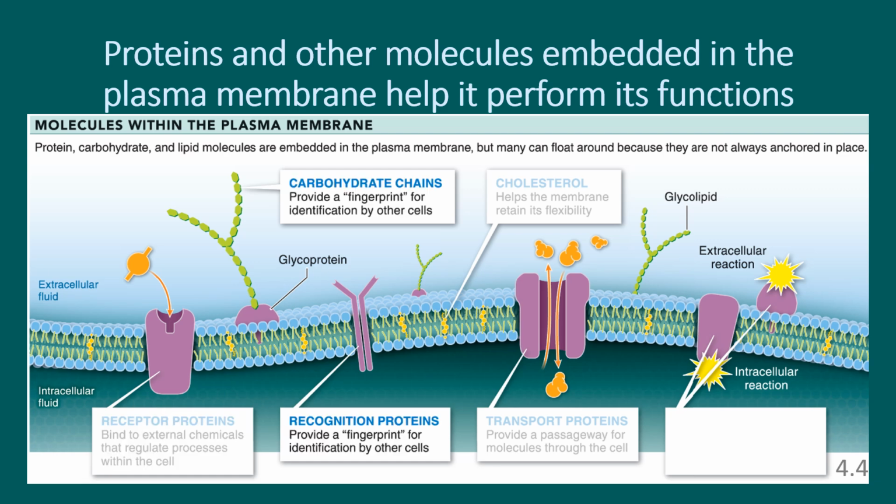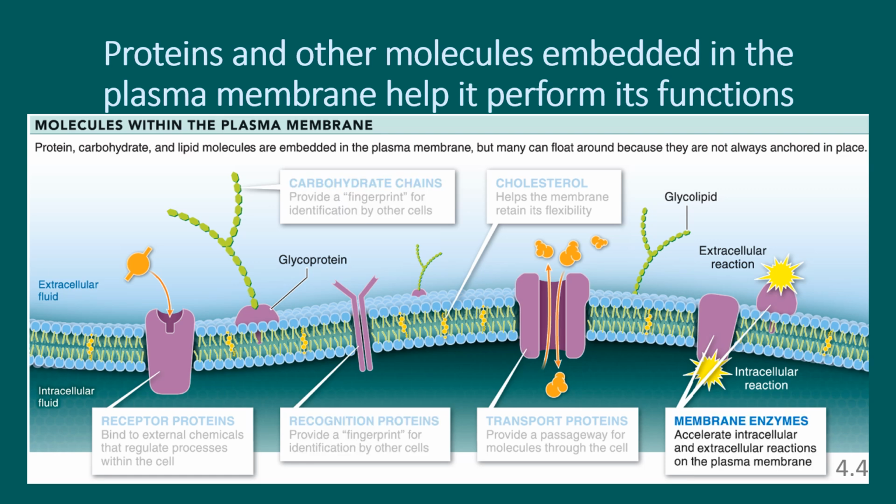Similarly, recognition proteins and carbohydrate chains allow cells to recognize each other. Recognition proteins on one cell can bind to carbohydrate chains on another cell, allowing them to recognize and adhere to one another.